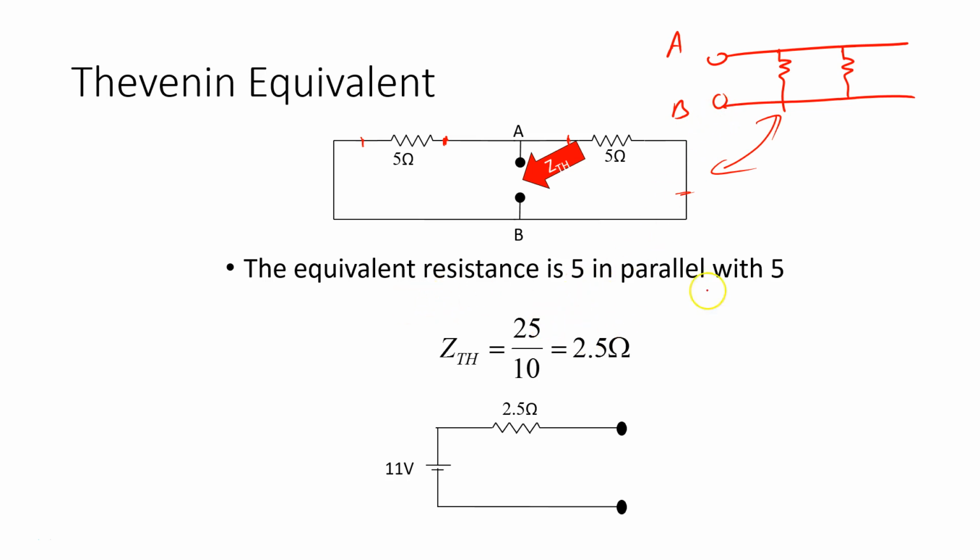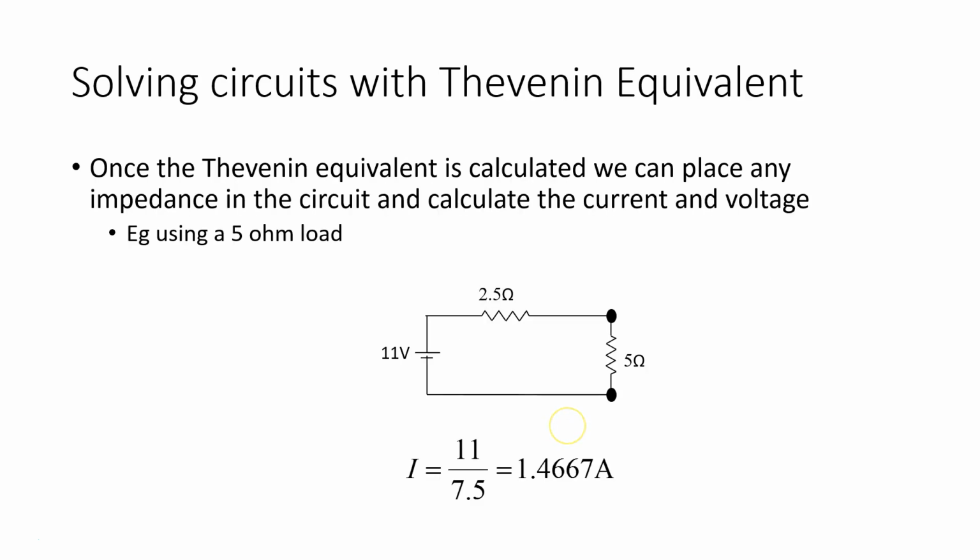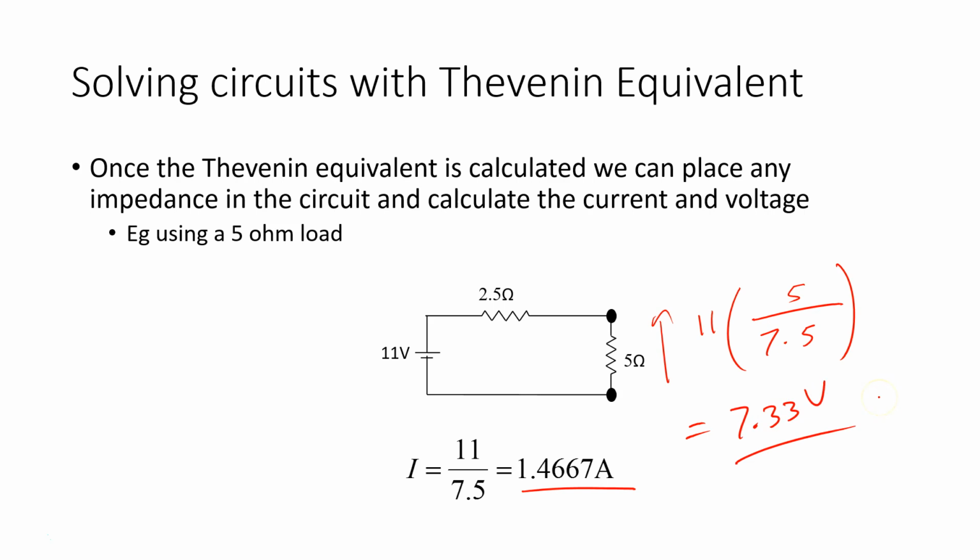So the equivalent resistance is 5 in parallel with 5, which is product over sum. So 5 by 5, 25 over 10 gives me 2.5 ohms. And now I have my Thevenin equivalent resistance. So if I wanted to solve for the circuit, say putting in any resistance, the one we used all the time was 5 ohms, then I could put in my 5 ohm here with my Thevenin equivalent, and I could find the current would be 11 over 7.5, which is 1.4667 amps. And if I wanted to find the voltage, it would be 11 multiplied by 5 over 7.5, and that should give me, if I remember correctly, I think it was 7.33 volts. But you could just double check that to make sure. So this is the same thing that we got before.